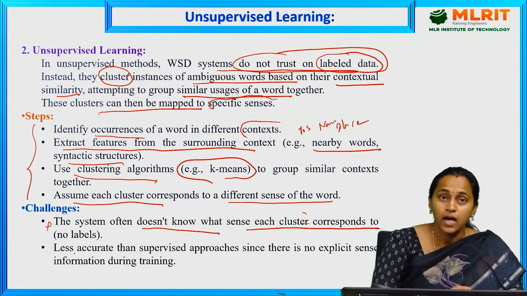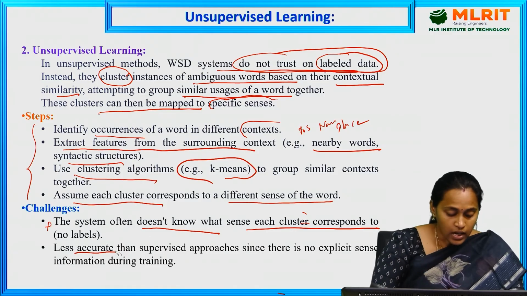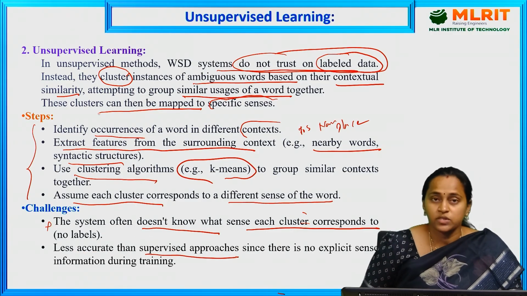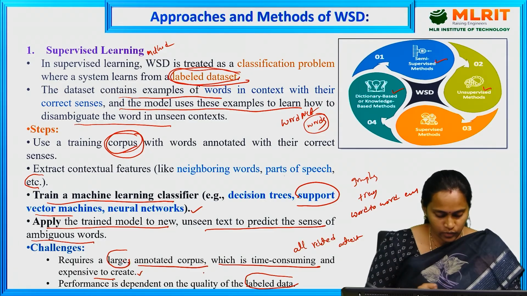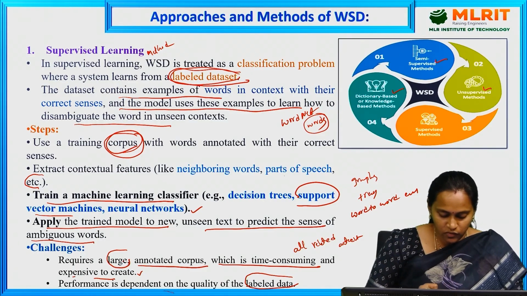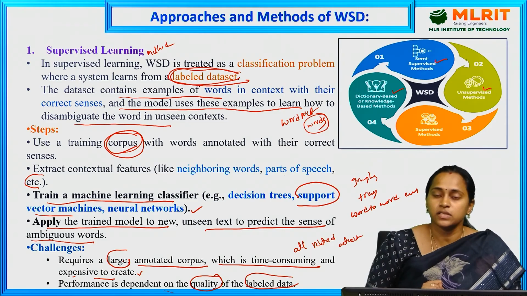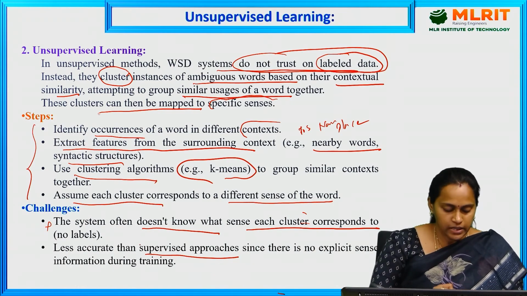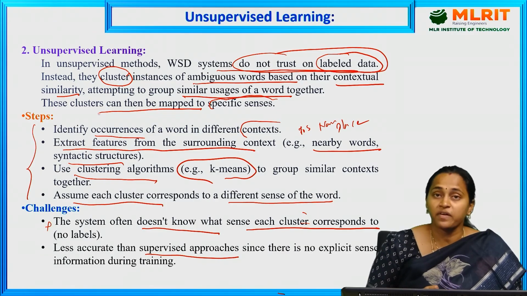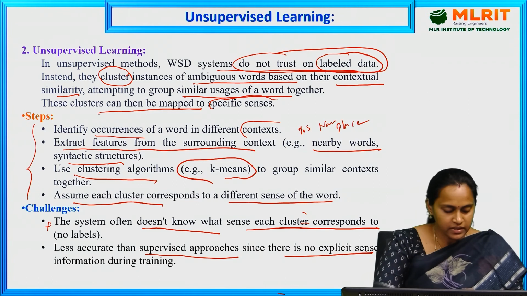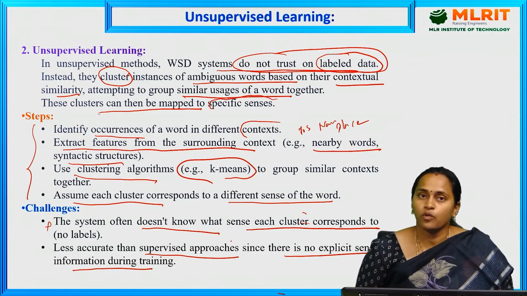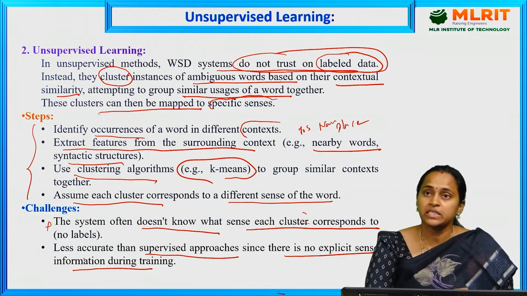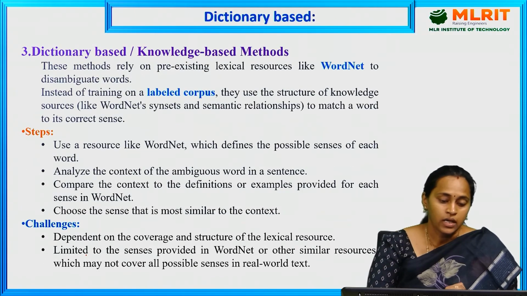It is less accurate than supervised approaches, because in supervised learning we depend on the labeled data, right? It means accuracy is higher. Performance depends on the quality of the labeled data. Somewhat accuracy is higher compared to unsupervised learning. Unsupervised learning is less accurate than supervised approaches, since there is no explicit sense information during training. That means there is no sense information in the data when we are training the model.